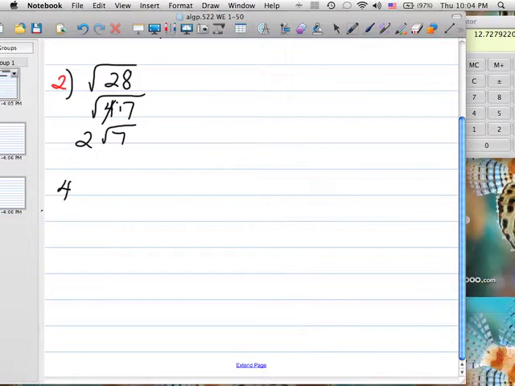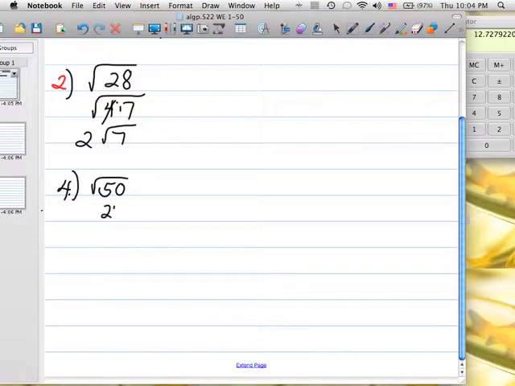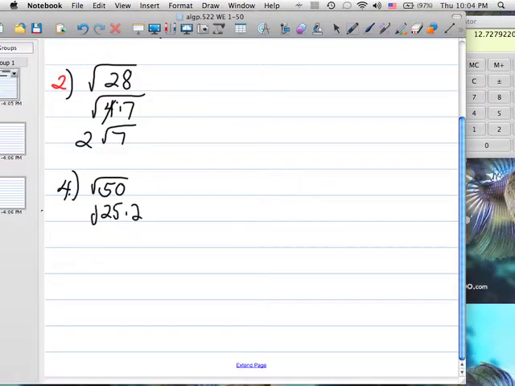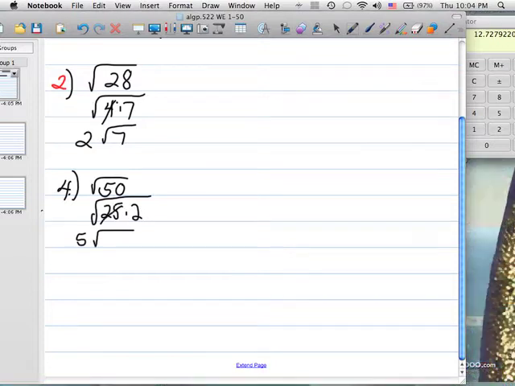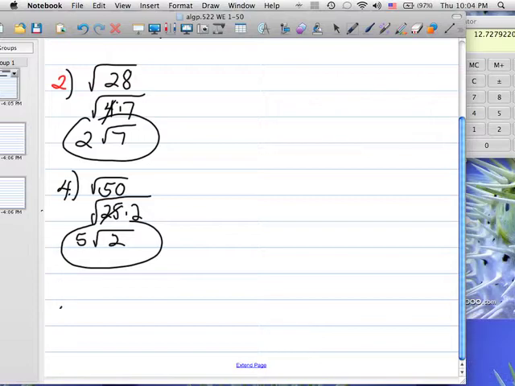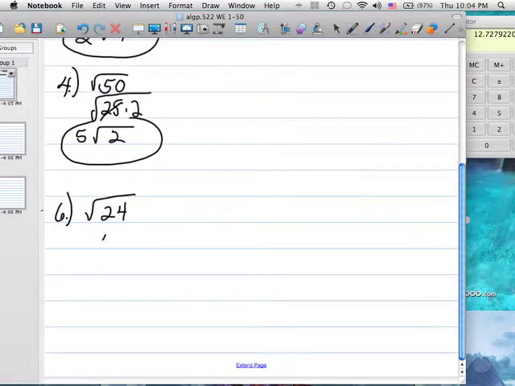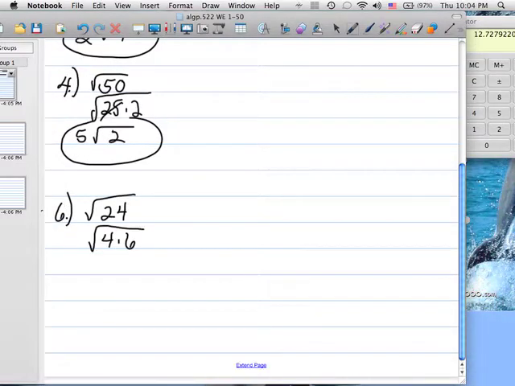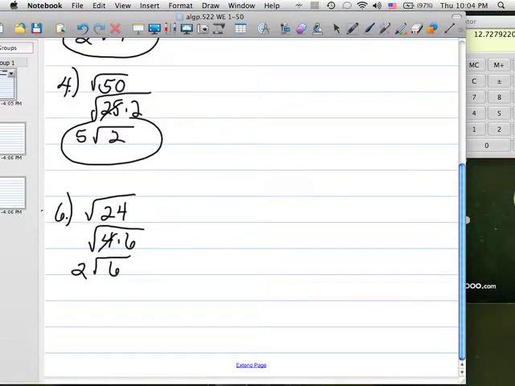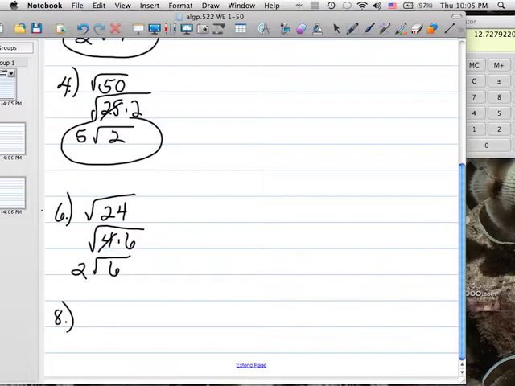Problem number 4. You have the square root of 50. Perfect squares, 25 would be the biggest one I can think of, times 2. So the square root of 25 is 5. That comes out, and radical 2 is left. Number 6, the square root of 24. The largest perfect square in 24 is 4. So you can take out the square root of 4, which is 2, and you still have radical 6 under the radical.